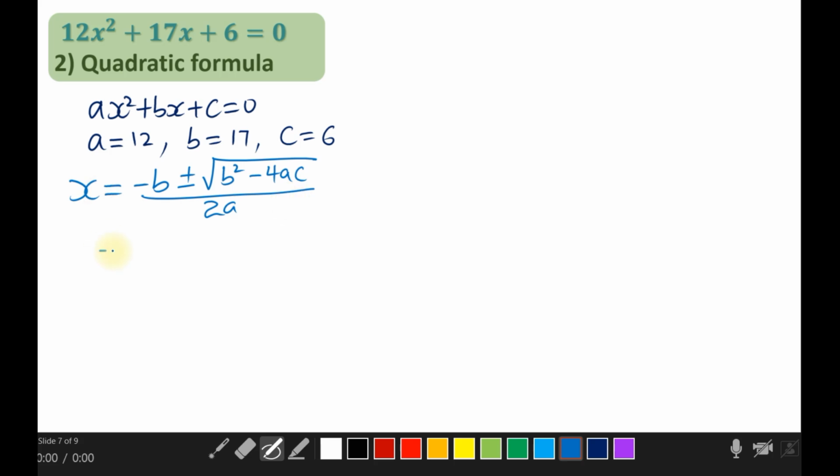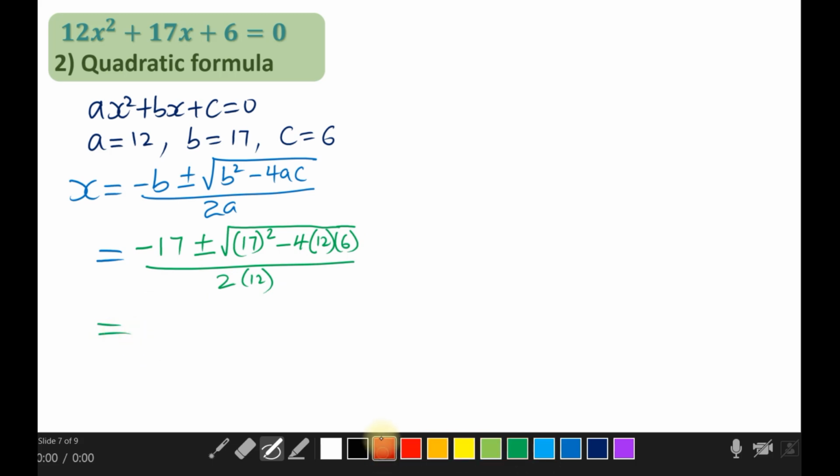So we substitute into this formula. So minus b is minus 17, then plus or minus the square root of b, which is 17, squared minus 4 times a, which is 12, and c, which is 6, all over 2 times 12.